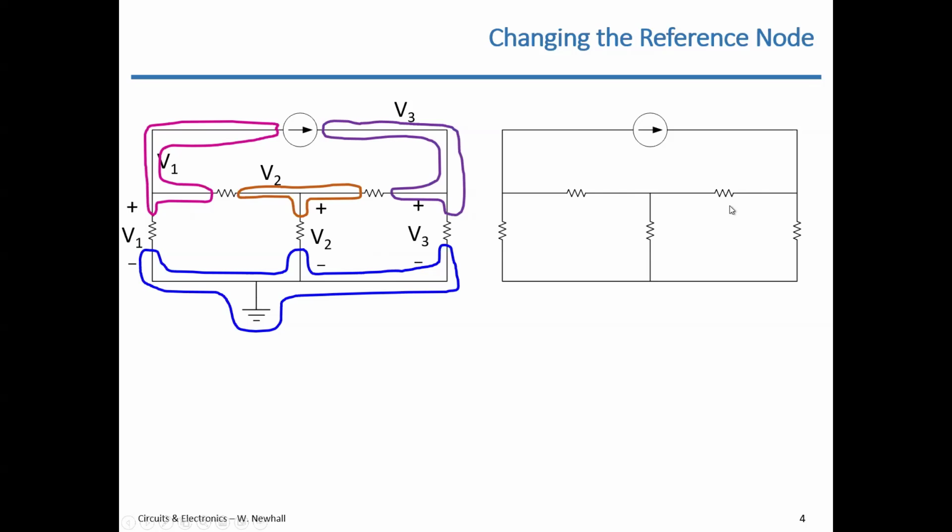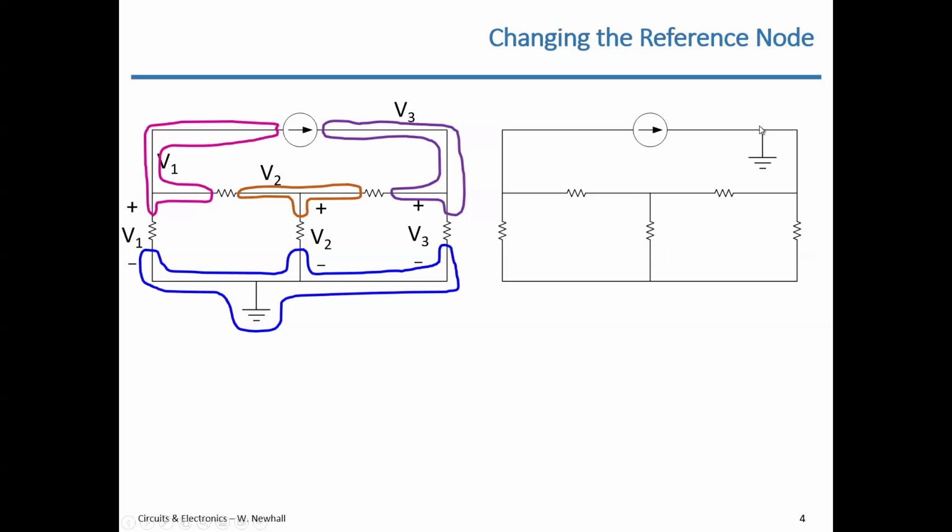Now, if you're given a reference node, if there's a ground symbol connected to a node, you use it. If not, and if you want to use node voltages, you can put the reference node anywhere you want. The reference node is just where you're defining the negative sign of the node voltages. For example, I can take a ground node, I can put it on the circuit.